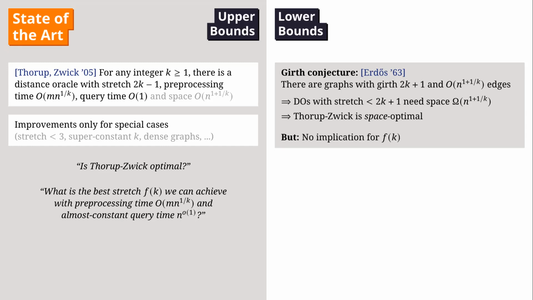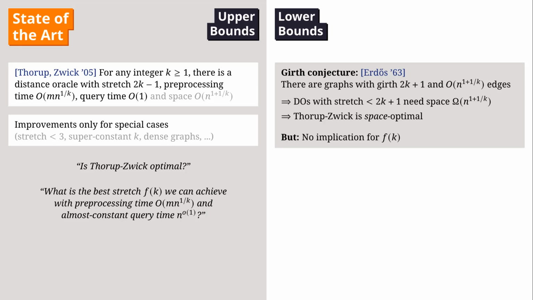However, it doesn't have any implications on our driving question on the value of f of k. Specifically, think about sparse graphs, graphs where the number of edges is roughly equal to the number of vertices. For those graphs, the girth conjecture is essentially meaningless because it postulates the existence of a denser graph.